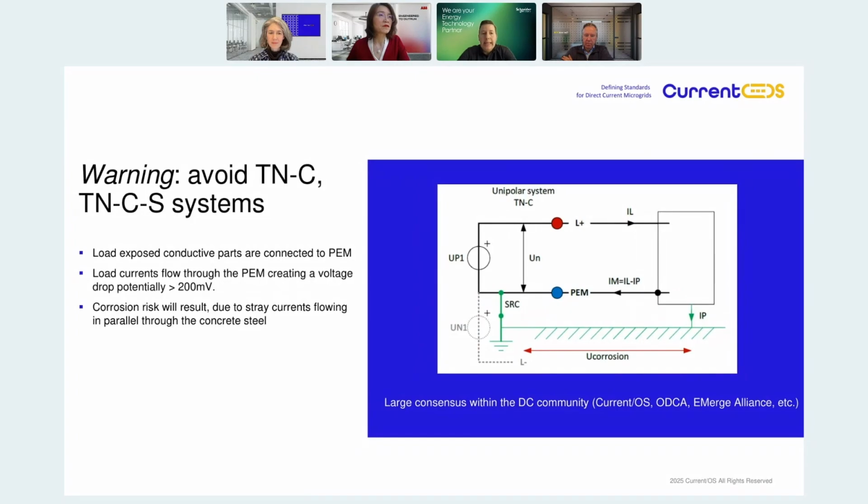The same for TNC or TNCS system, as the exposed conductive parts are connected to the so-called PEM, a conductor which includes basically the function of the M conductor and the PE. Why? Because also in normal condition, load current flows through the PEM. And as a result, we can have a voltage drop on the PEM, which can still be higher than 200 millivolt. So also in this case, there could be the risk of corrosion.